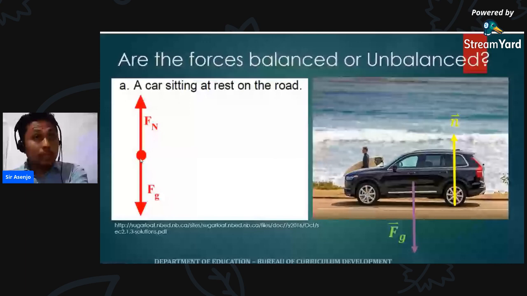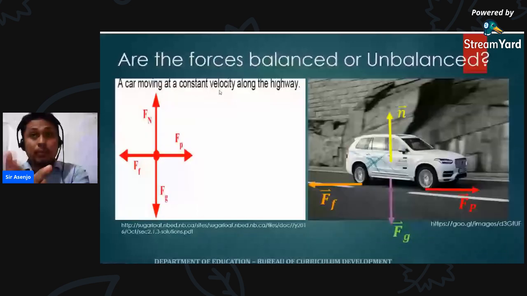So don't get confused. Even if it is moving, it doesn't mean the forces are not balanced. As long as there is a constant velocity, there is no change and no acceleration, so it is still balanced forces as represented by the free body diagram. The forces are equal in magnitude. Okay, do you understand? Good.